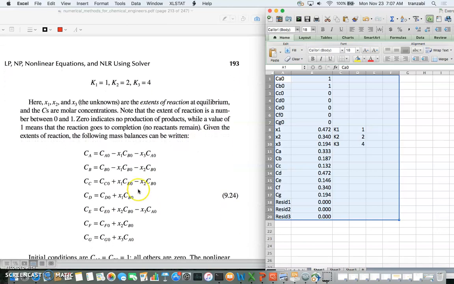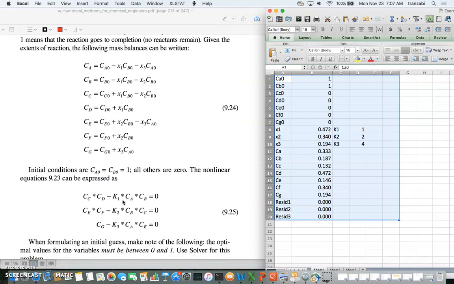And basically using these three, we can relate all the concentrations A, B, C, D, E, F, and G to the initial concentrations of the other species. Okay, so we have 7 equations right here in terms of x1 through x3 only. 3 unknowns, x1 through x3, 7 equations.